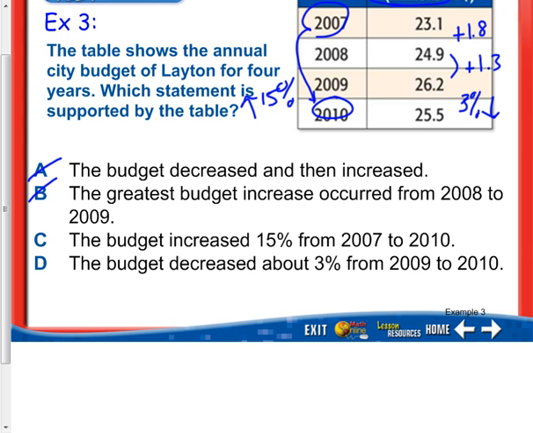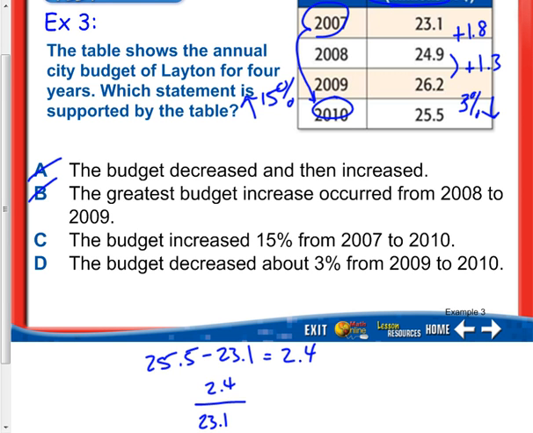Well, we have 25.5 minus the 23.1. So we have this here and this here. So that's going to be a change of 2.4. So let's put 2.4 over. Now, I always said last year is greater than this year, so 23.1 is the original.